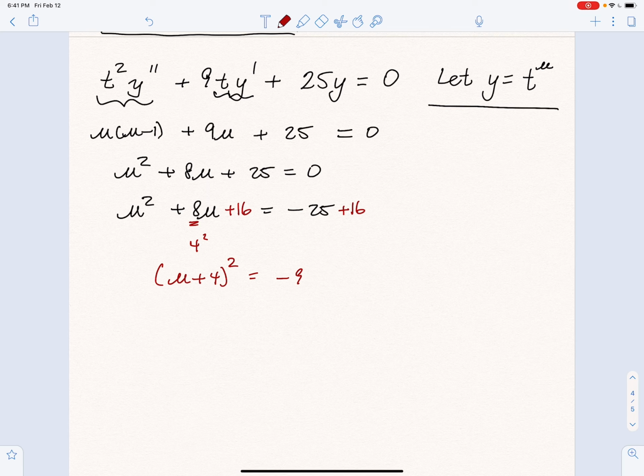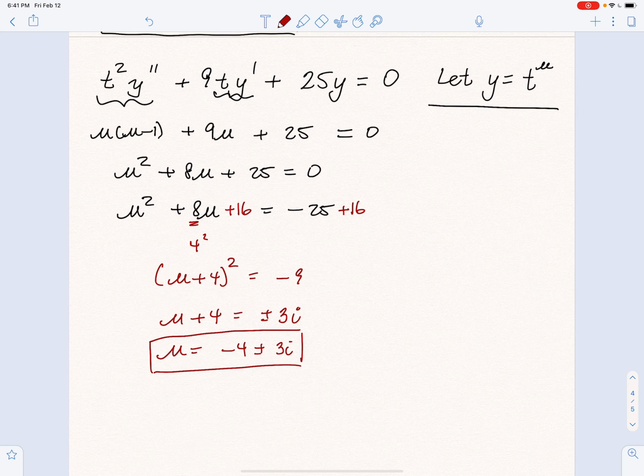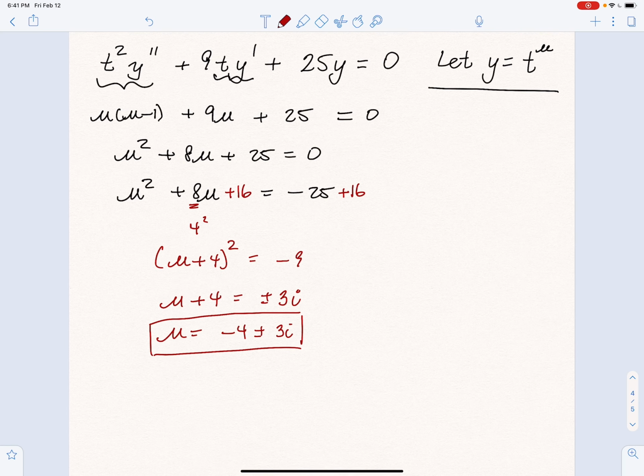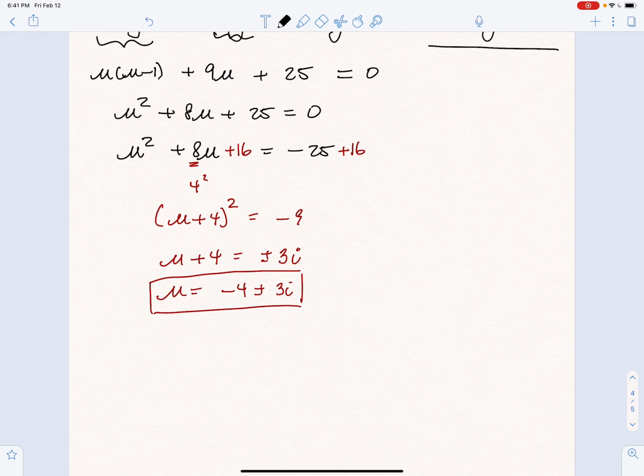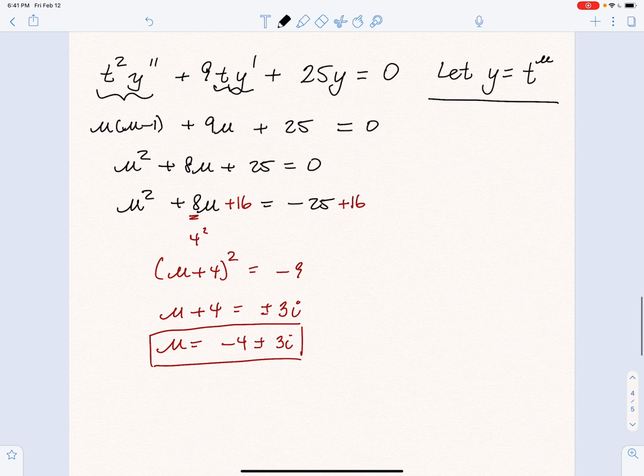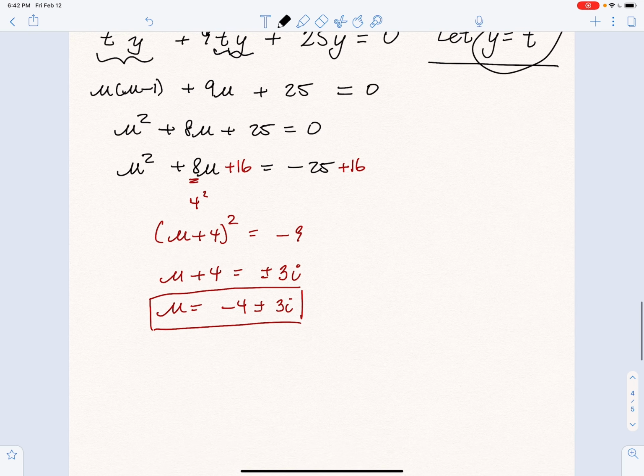And that means taking the square root of both sides, we have mu plus 4 equals plus or minus. Now the square root of negative 9 is 3i. And that means mu is equal to negative 4 plus or minus 3i. So those are the solutions to the auxiliary equation, and we have a special kind of solution that gets written. Now remember, everything is based on y equals t to the mu. Just like with the characteristic equation, everything was based on y equals e to the lambda x. So it should be no surprise that with imaginary solutions, we end up with sines and cosines.